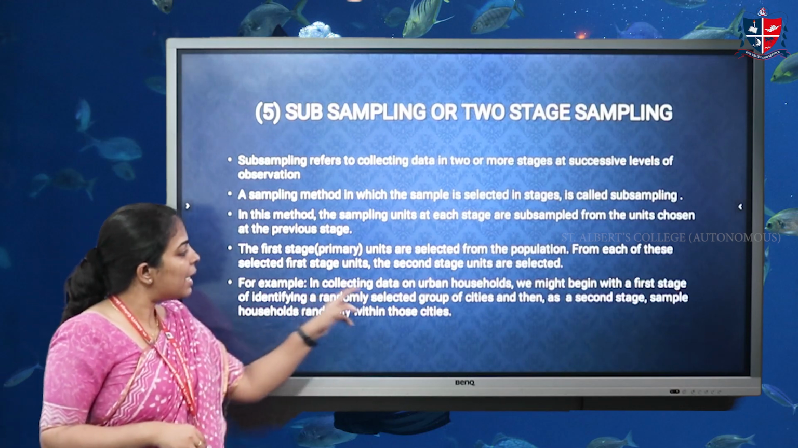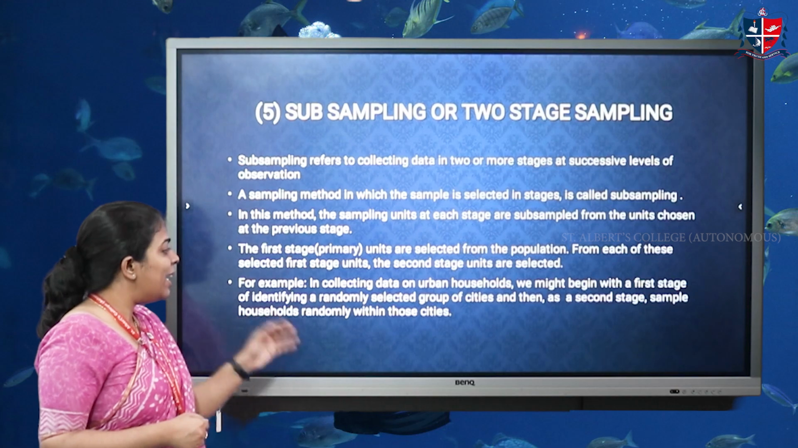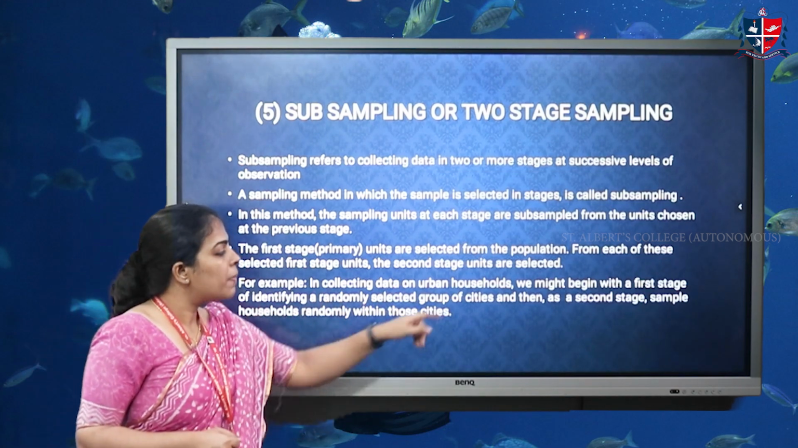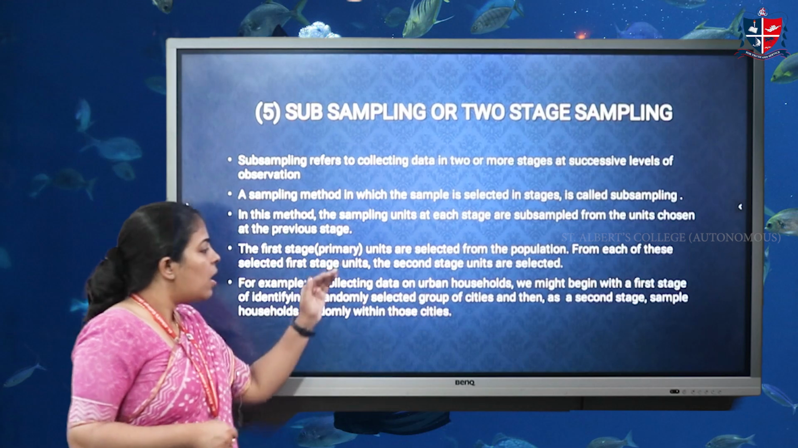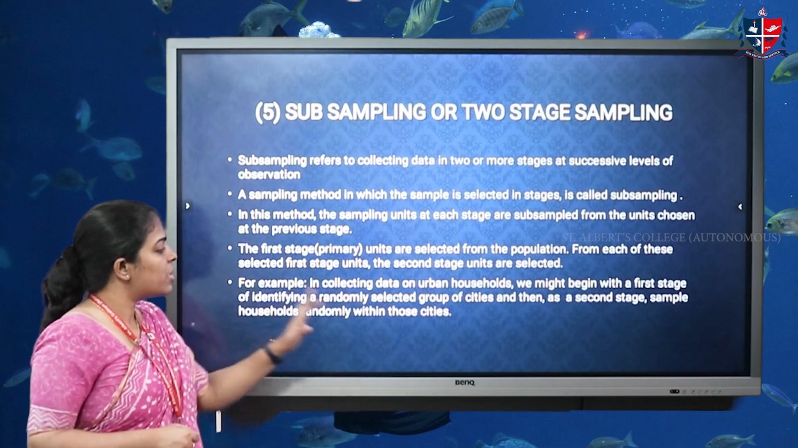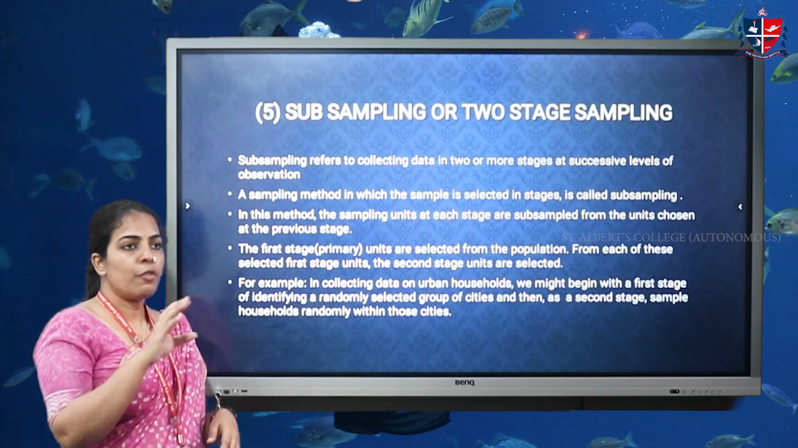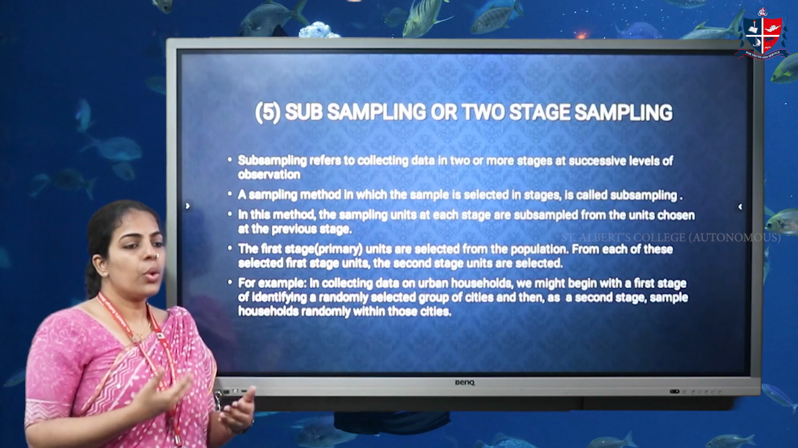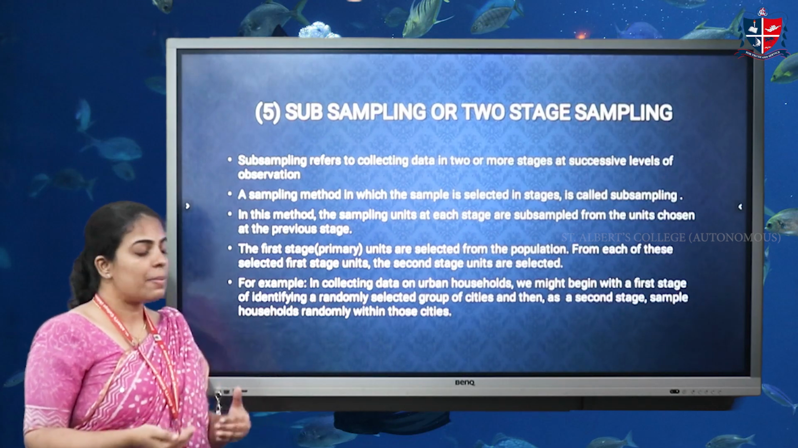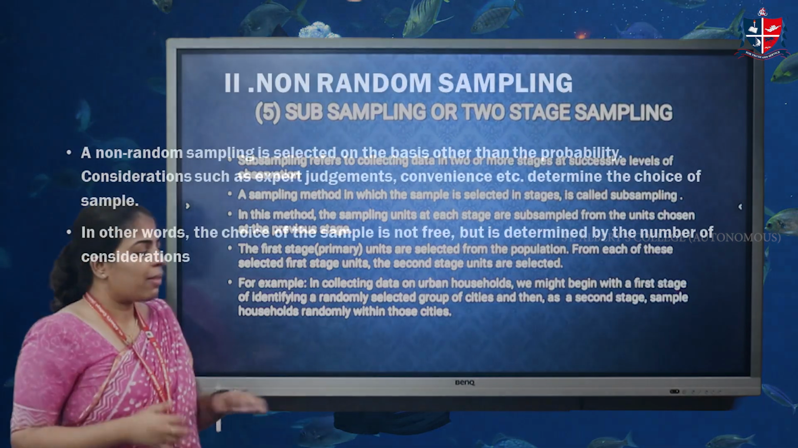For example, in collecting data on urban households, we might begin with the first stage of identifying a randomly selected group of cities. Then we take the second sample, the second stage, by sampling households randomly within those cities. That is, first we take a sample, and then we do sampling again from the information provided by the first sample. That is what is called subsampling or two-stage sampling. This is all about random sampling methods.